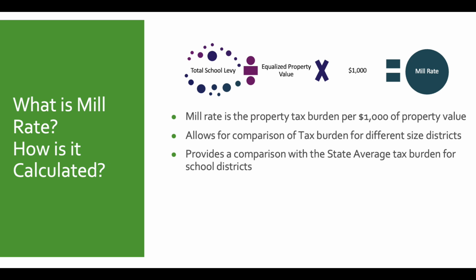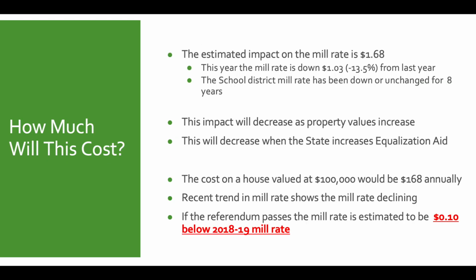So the estimated impact of this referendum is $1.68 in mill rate. Remember I said, if you multiply that by 100, that would be the cost for a $100,000 house. So if you own a $100,000 property, it's going to be $168 per year. There aren't many $100,000 houses, if any, in this district. So if you're at $200,000, you're going to be $336 per year. And we want to be clear on that. That's what the cost is going to be per year.